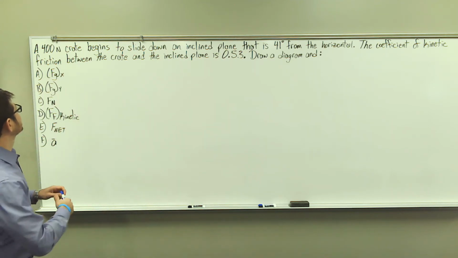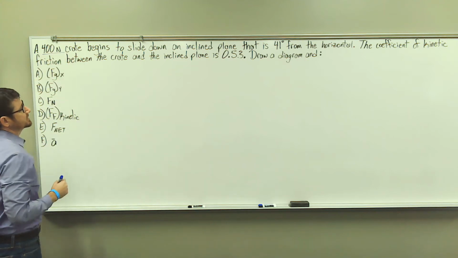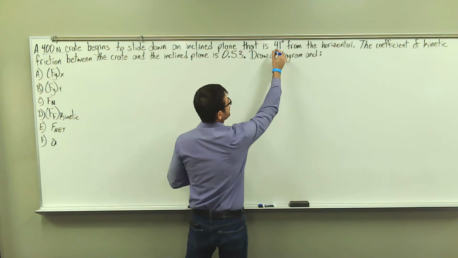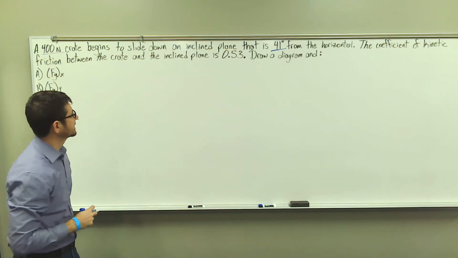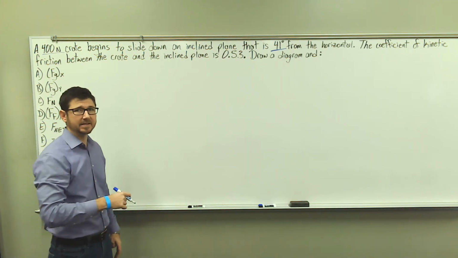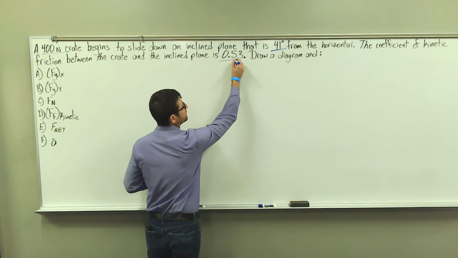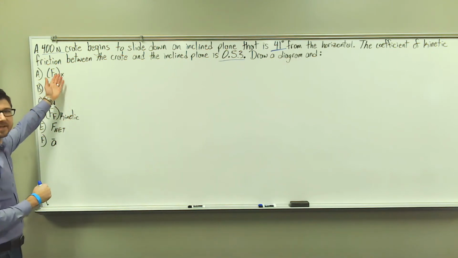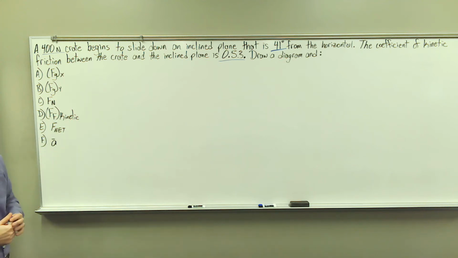A 400 Newton crate begins to slide down an inclined plane that is 41 degrees from the horizontal. The coefficient of kinetic friction between the crate and the inclined plane is 0.53. Draw a diagram, and we're going to calculate these 6 items.